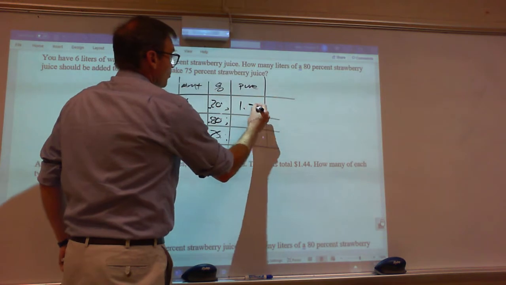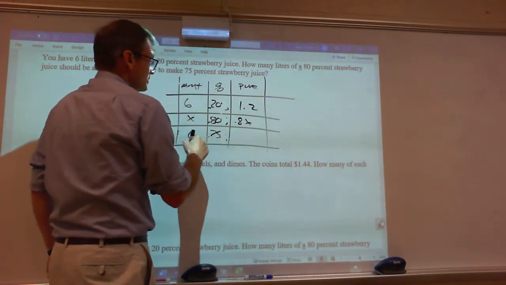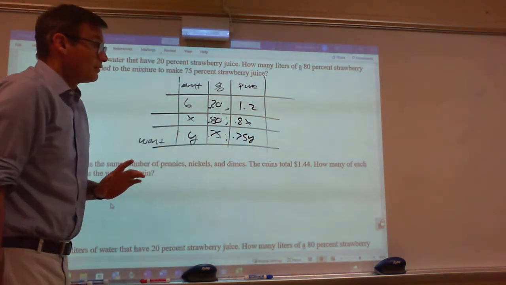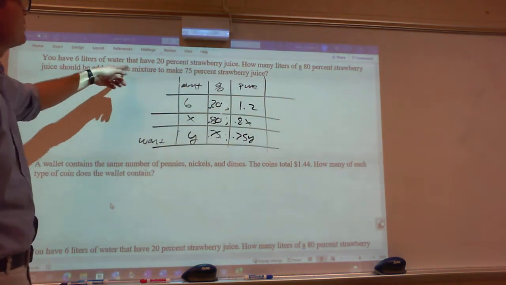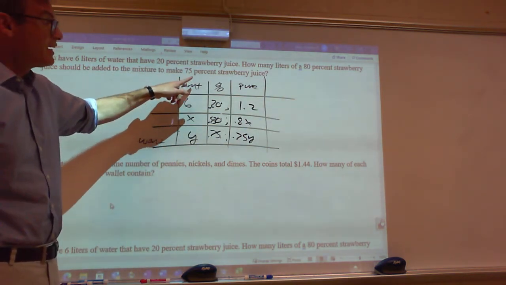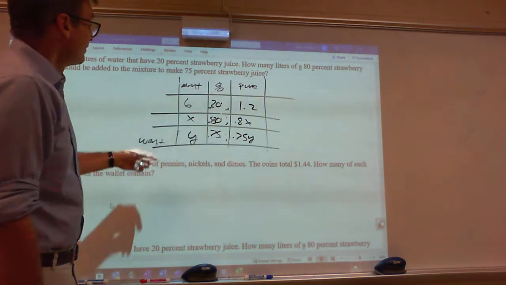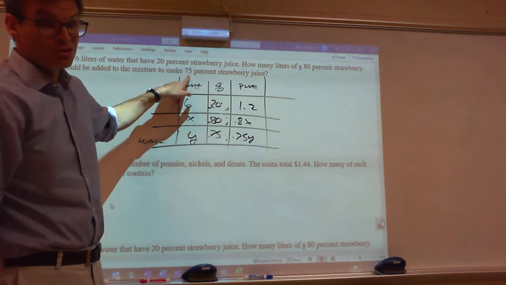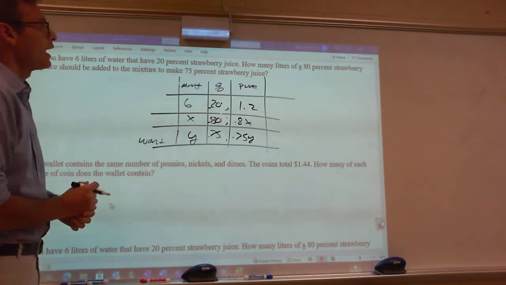So that's going to give me 1.2. This times this goes here, so I get 0.8x. And this times this goes here, I get 0.75y. And actually, I should have been a little sarcastic. It says how many of an 80% solution has to be added to get 75%. The smart aleck answer is a lot. Because if you've got something that's mostly water, to get it to be mostly strawberry juice, you got to add a ton of stuff to it. So when we get our answer, you're going to see that it ends up being a lot.